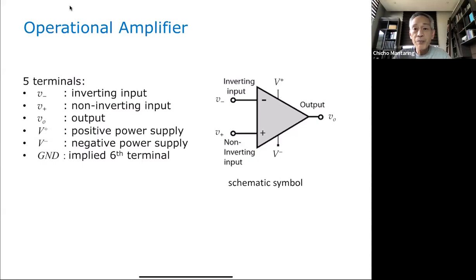A lot of times, you will not show the power supply anymore if it's not going to affect the behavior of your op-amp in the circuit in which it is placed. So pag minsan hindi na nyo makikita yung V plus at saka V minus. There's an implied 6th terminal, and that is your ground. So that's not shown here, but it is implied that all of these voltages, V minus, V plus, V sub O, are all measured with respect to ground. And so are the positive supply voltage and the negative supply voltage.